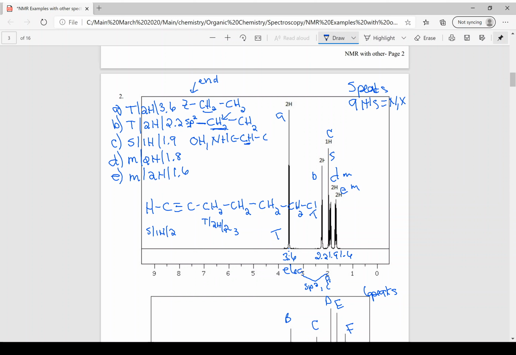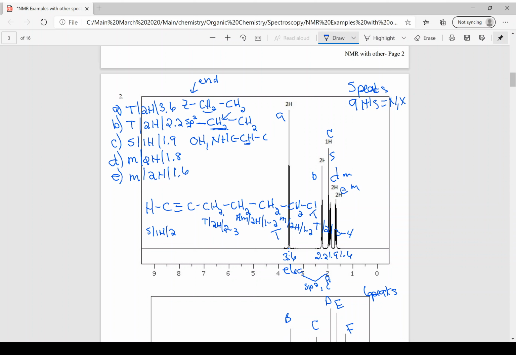This one is sandwiched in between, so it's 1, 2, 3, 4, 5. This should be a pentet or a multiplet that integrates for 2, and it's going to show up somewhere between 1 and 2. This one is going to be a multiplet that integrates for 2, somewhere between 1 and 2. This one is going to be a 1, 2, 3. That is going to be a triplet that integrates for 2, and it's going to be between 3 and 4. That matches exactly what I had, so I'm going to put in what letter goes to what carbon and which hydrogens.